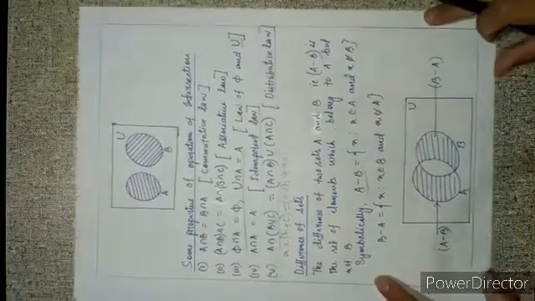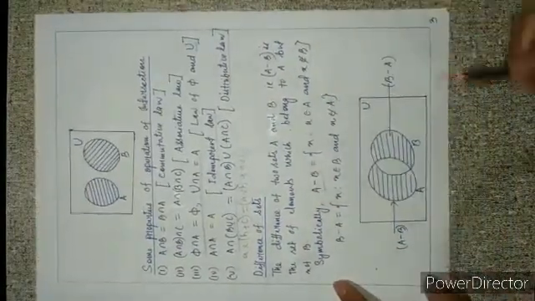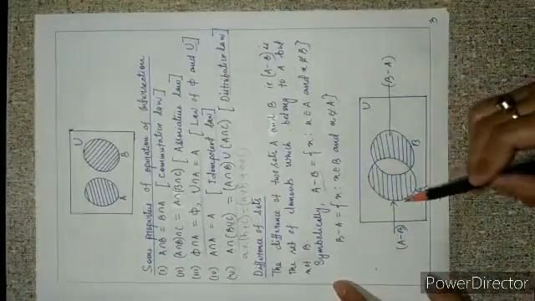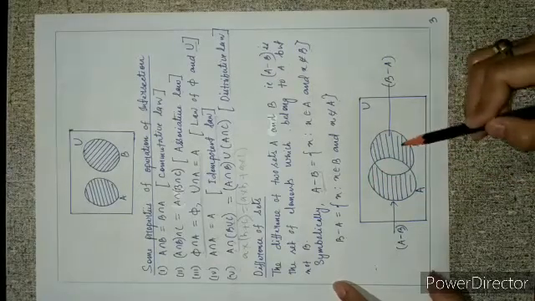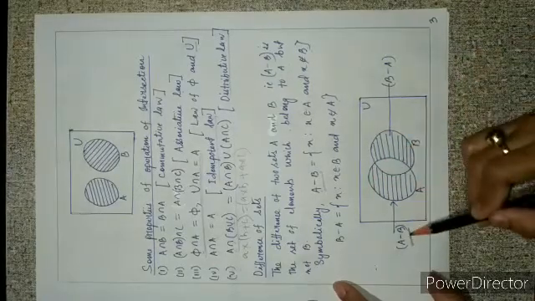Then in Venn diagram, the difference of two sets A and B is represented as these circles. These circles represent set A and these circles represent set B. Here we have to show A minus B.